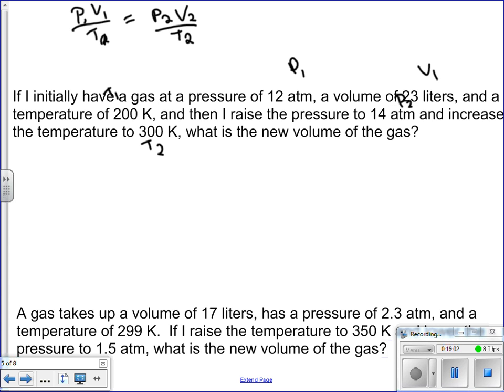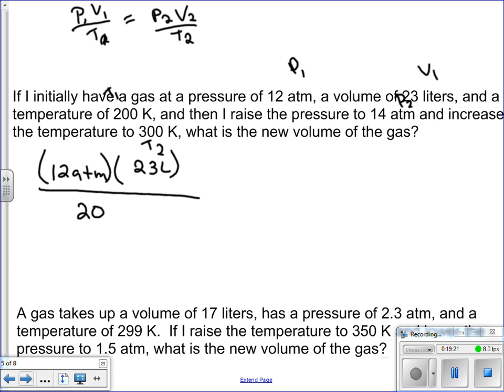All right, so all of our units are correct. We have atmospheres, liters, and Kelvin. So really all we have to do is plug this in. So we have 12 atmospheres, 23 liters. Divide that by 200 Kelvin.